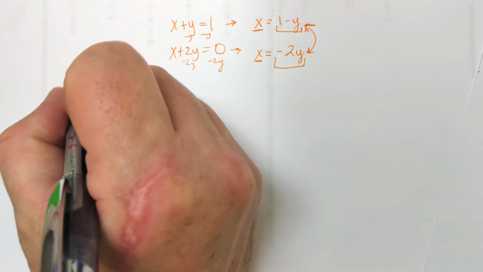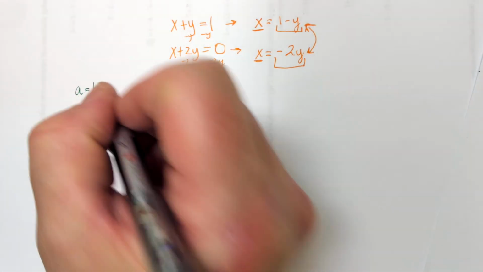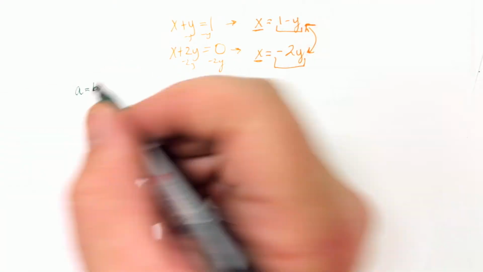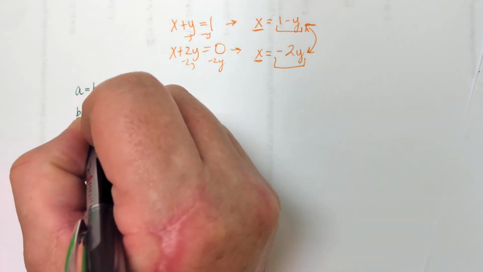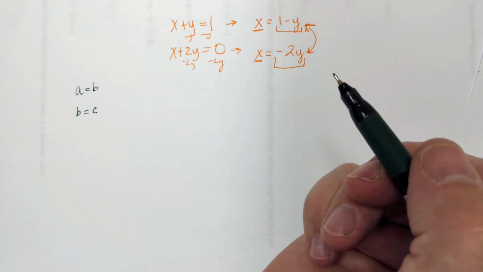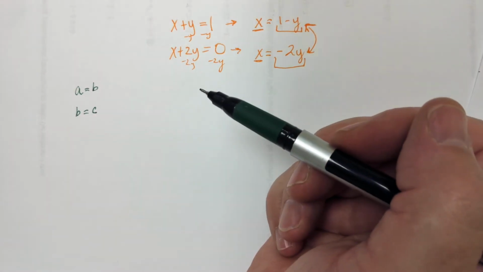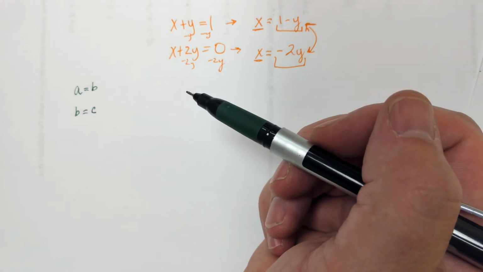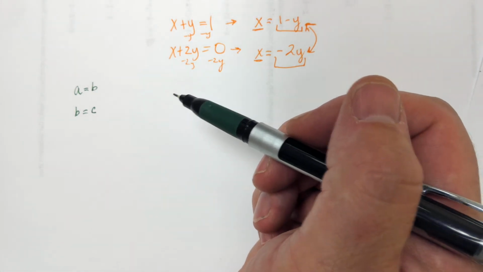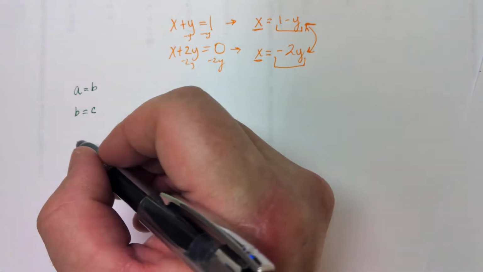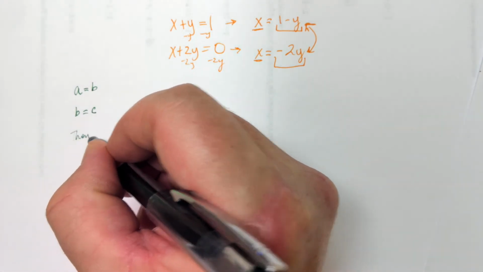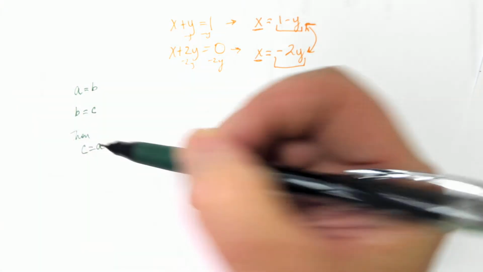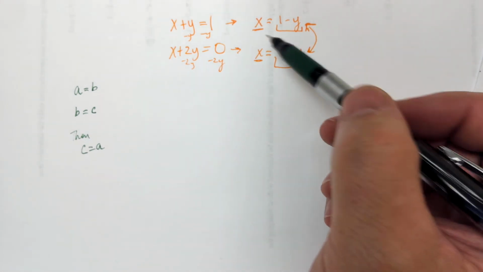Check this out. This is one of the oldest facts in math. If A equals B and B equals C, then B equals A, that's true. But if A equals B and B equals C, then doesn't C equal A? Yes. And that's what we're doing here. This equals something, and it also equals something else.